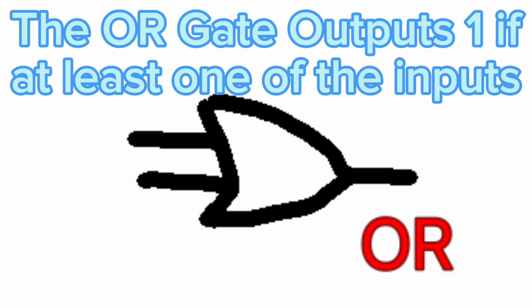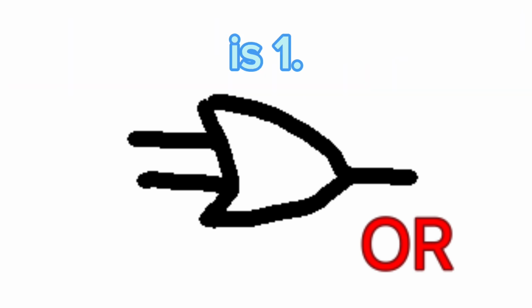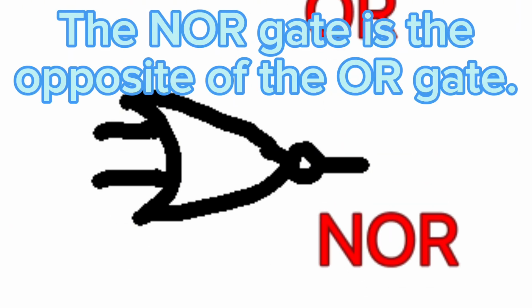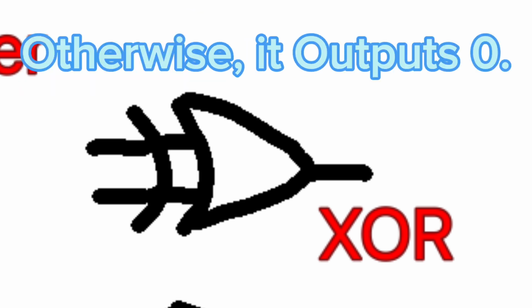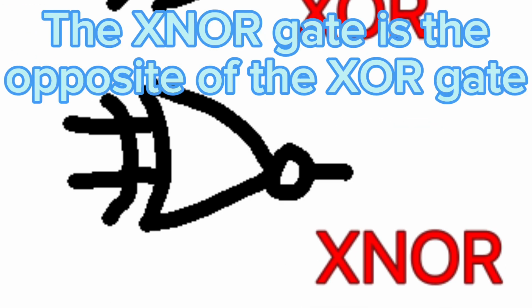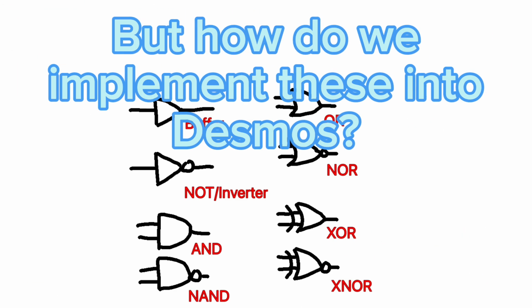The OR gate outputs 1 if at least one of the inputs is 1. The NOR gate is the opposite of the OR gate. The XOR gate outputs a 1 if only one of the inputs is 1. Otherwise, it outputs 0. The XNOR gate is the opposite of the XOR gate. But how do we implement these into Desmos?